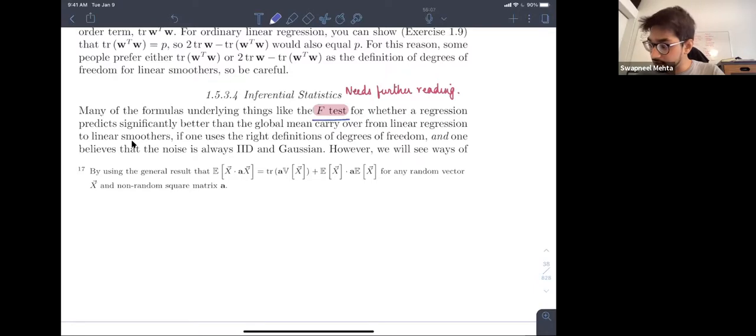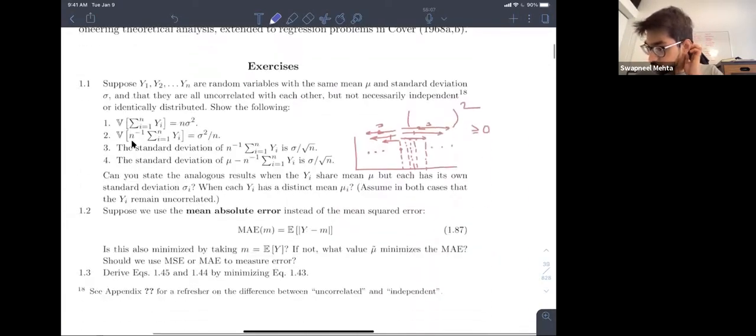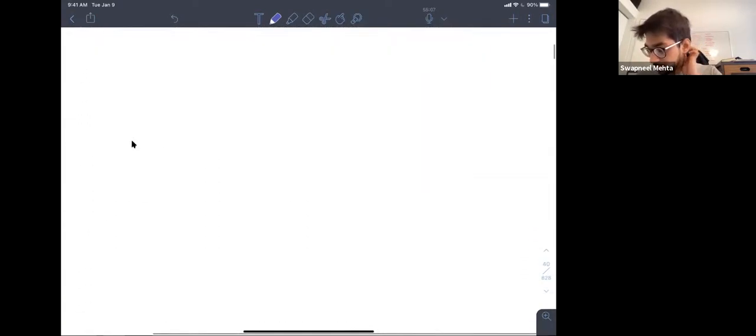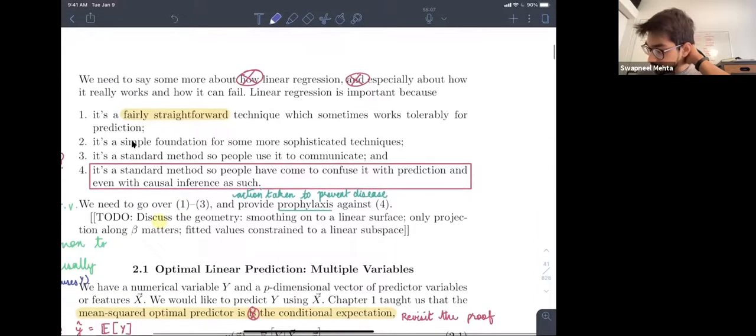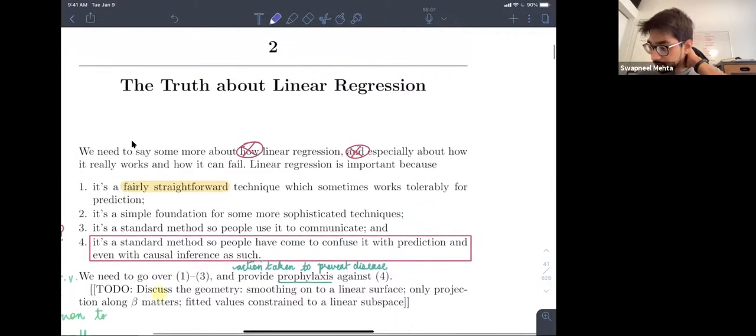Significance and hypothesis testing is in the next chapter. So we have 25 minutes. I don't think that's enough for chapter 2, but I will try regardless. Still, I want to pause and ask about questions in chapter 1.